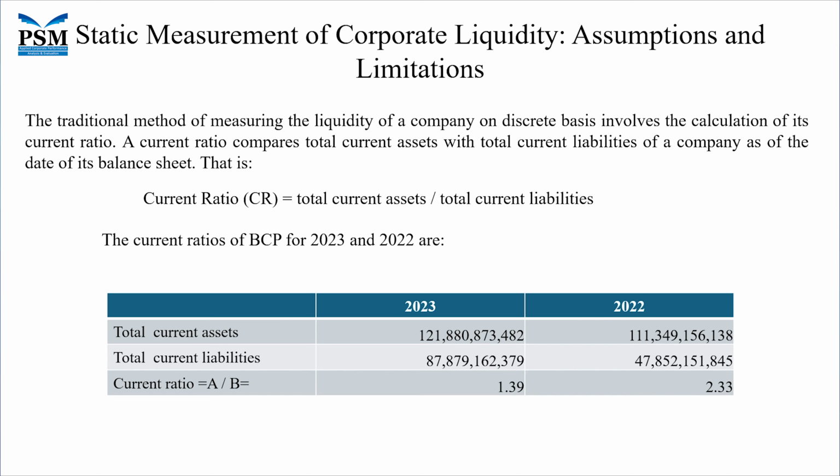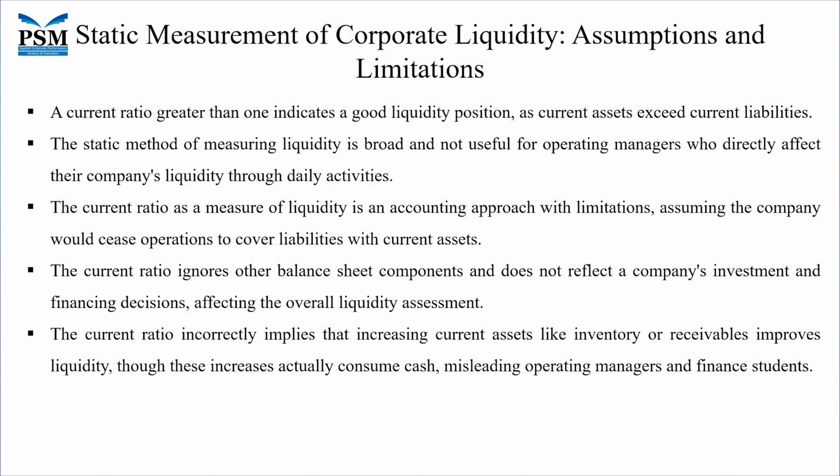The number shows that for every $1 of current liabilities, the company holds $1.39. So 1.39 is greater than 1, so it can pay. 1.39 can repay $1 of current liability. If the ratio is greater than 1, it means the company has the current resources to repay the liabilities. Current ratio is a static measure of corporate liquidity.